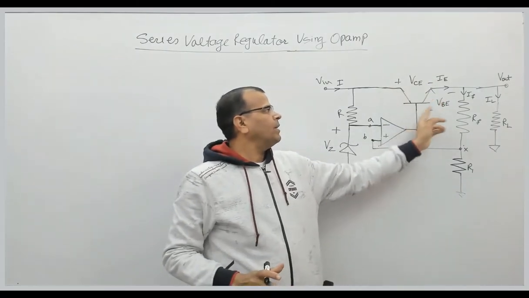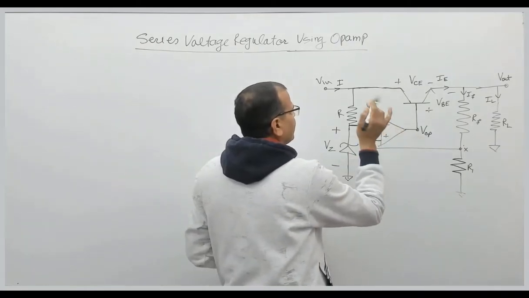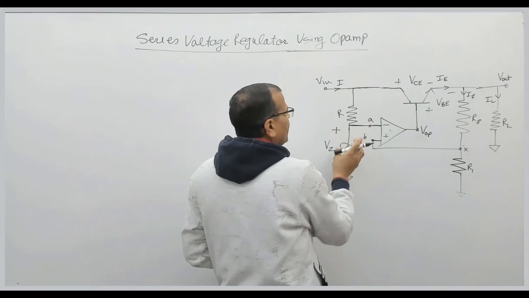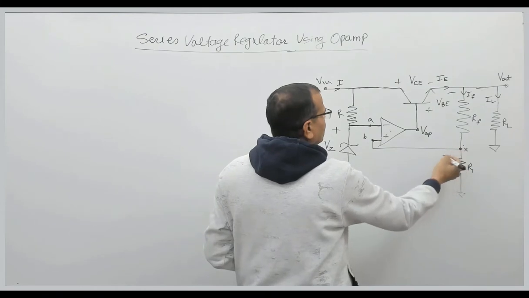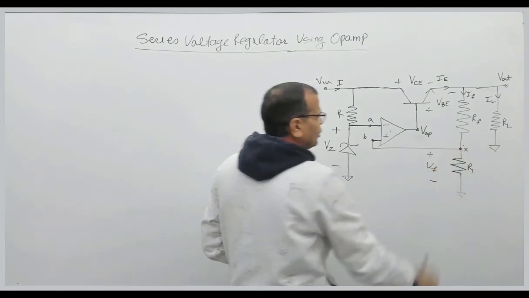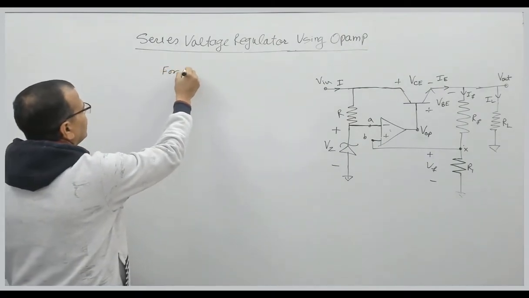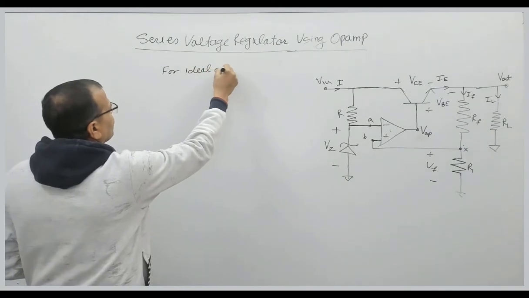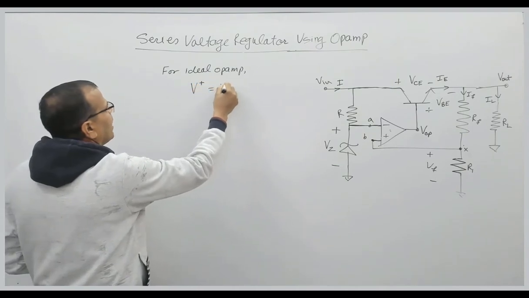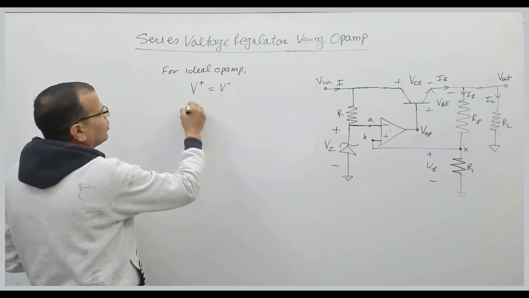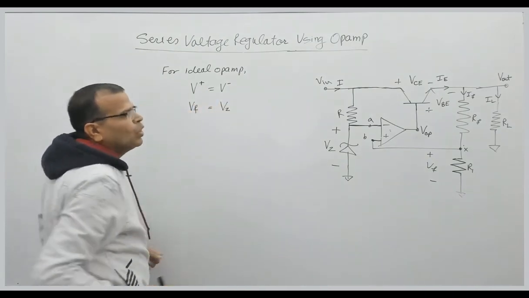This is the series element, which is nothing but the series pass transistor, and this is a comparator circuit. This is the comparator where we have a voltage at input Vz and we have the voltage feedback, that is Vx. This is your feedback voltage, right? So for an ideal op-amp, the voltage at the non-inverting terminal is the same as the voltage at the inverting terminal. Here the voltage at the inverting terminal is Vf and that is the same as the voltage at the non-inverting terminal, which is Vz.